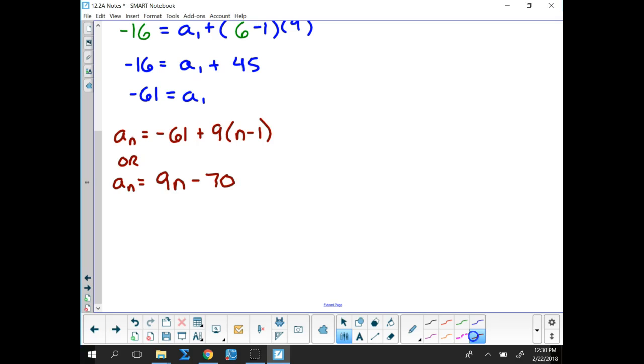It then went on to ask us for a sub 18, my 18th term. Well, that's going to be 9 times 18 minus 70. 9 times 18 is 162. Yes, 162 minus 70 is 92.